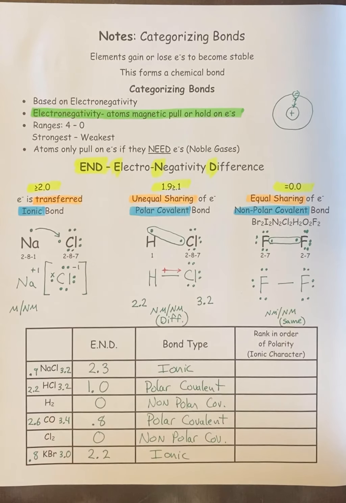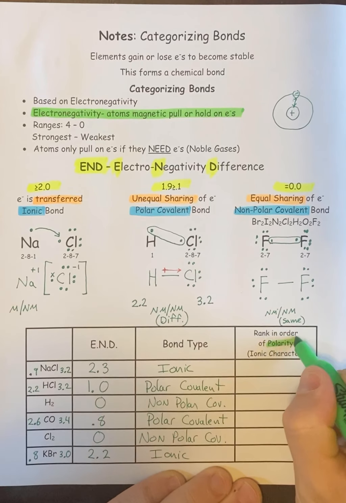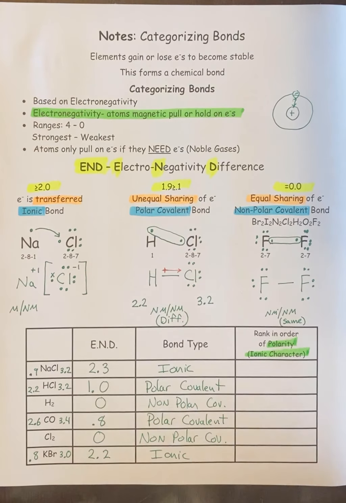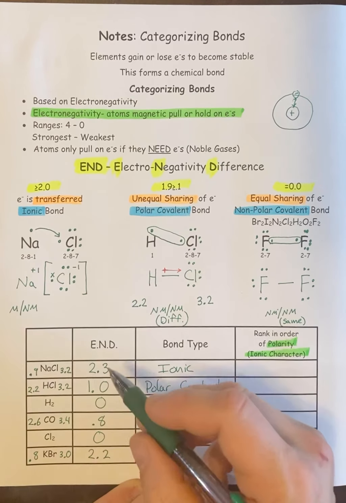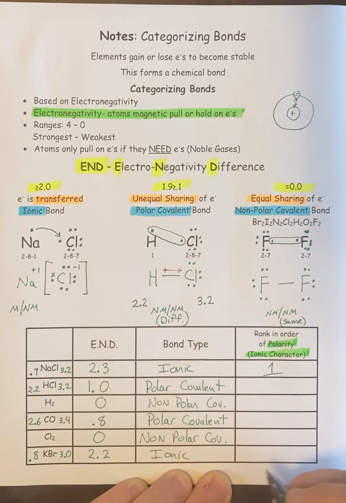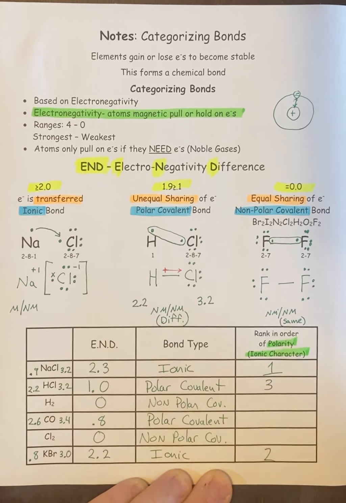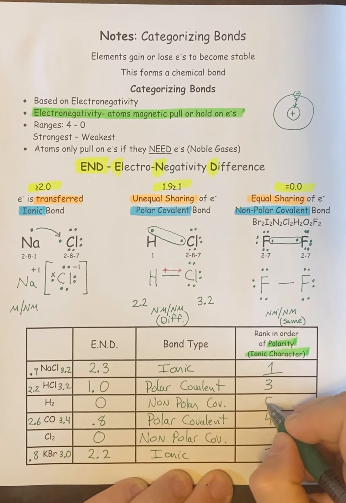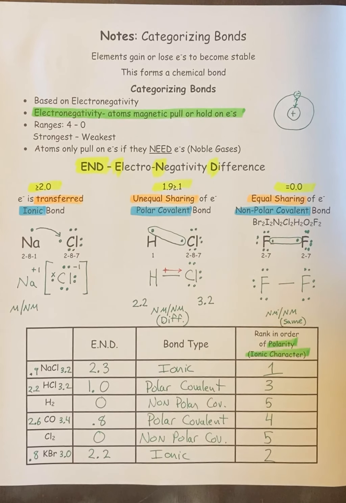And the last step, rank in order of polarity. Polarity has another name. It's called ionic character. It means the same thing. It just means how positive and negative your ends are. So the way you do it is simple. The largest E.N.D is the most polar, then second largest, third largest, fourth largest, and the zeros happen to be tied for last, so we're going to say that they have the exact same polarity. So all I'm doing is ranking them based off largest E.N.D to smallest E.N.D. Just be aware that I can't do that until I actually have the E.N.Ds.